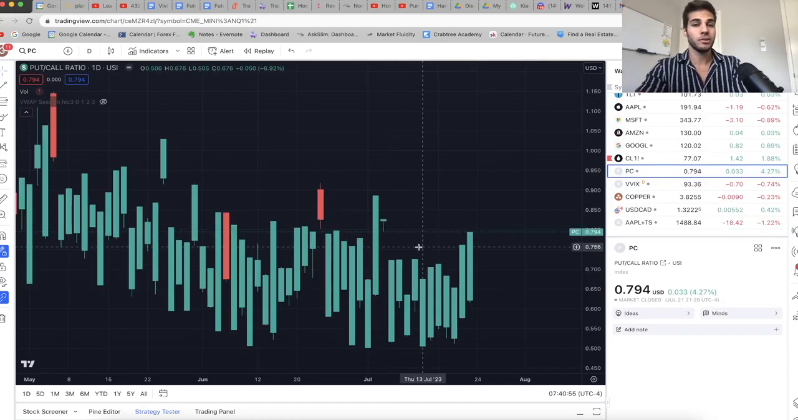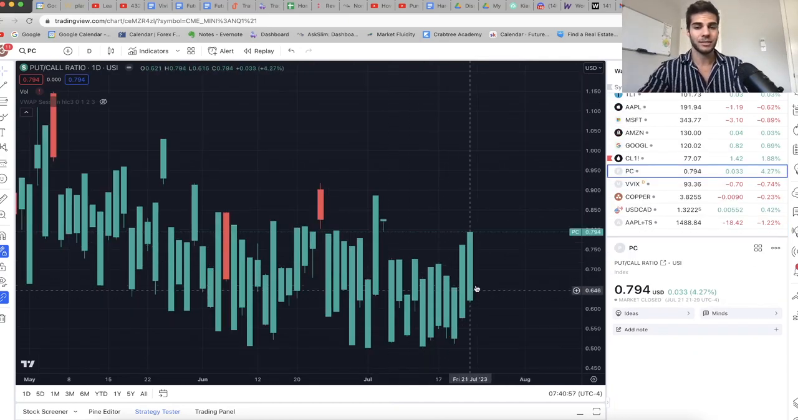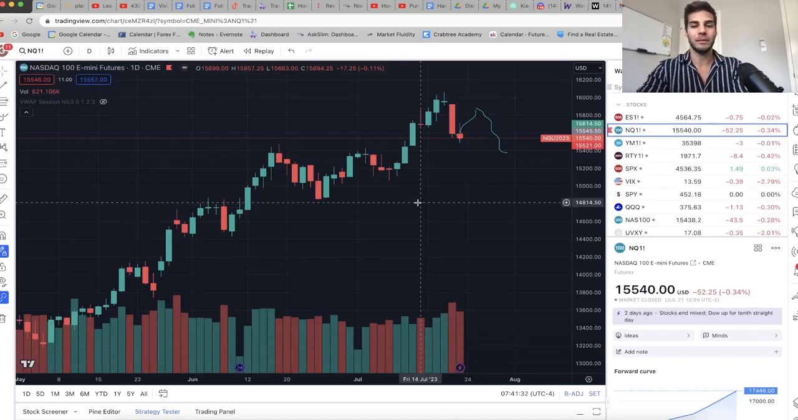Put to call ratio has bottomed and it's starting to head up. And again, that's typically a sign that we most likely topped in the market, and then this tends to keep trending up until it gets to 1.0 or so, and that usually marks a bottom for the market. And so for now, since this is trending up, we can expect more downside to come on NASDAQ and S&P 500. Intraday, I'm actually still going to be looking for longs on ES especially.